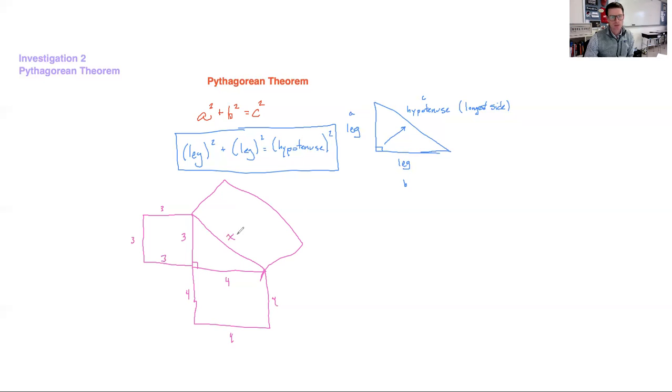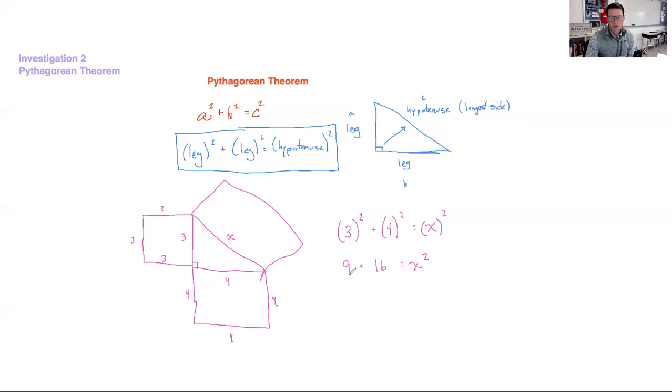All right, let's plug in our legs. We have a leg of 3. Again, use parentheses to show substitution. Plus a leg of 4. And that's going to equal, substitute this x in for the hypotenuse. That's what we're looking for. That's going to equal x squared. Now we start to solve. 3 squared is 9. 4 squared is 16. And x squared is x squared for now.